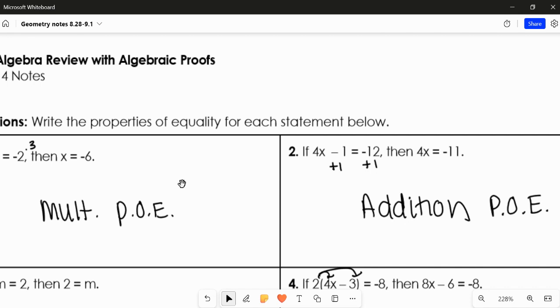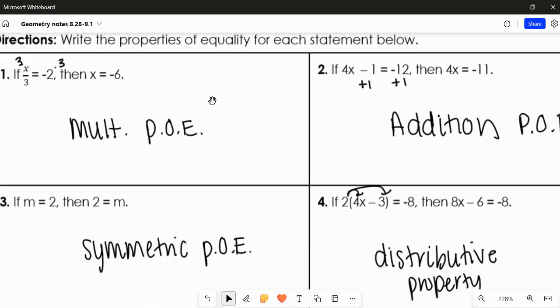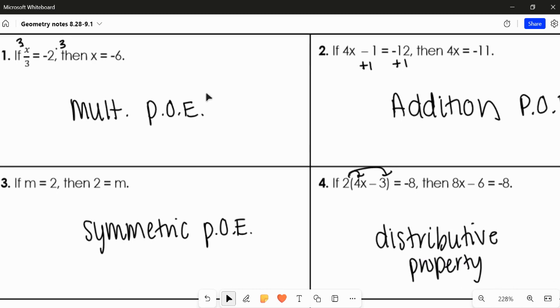All right, our next two that we got for 3, it says if m equals 2, then 2 equals m. All we did was switch what side of the equal sign these two things were. So that is the symmetric property.